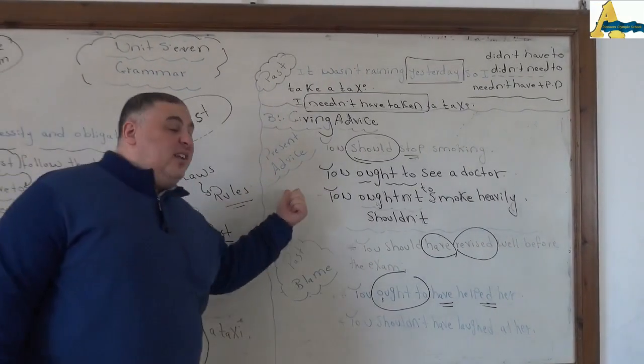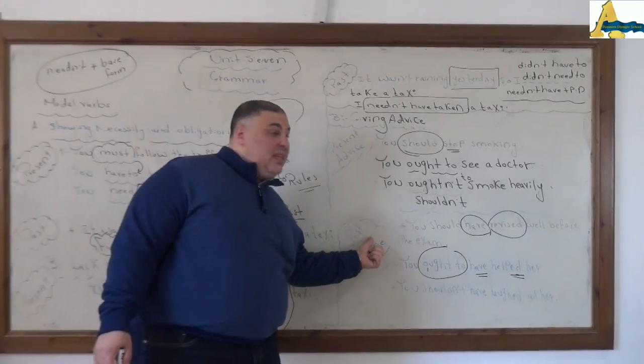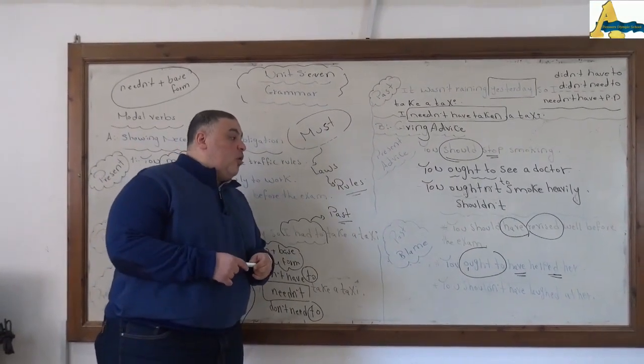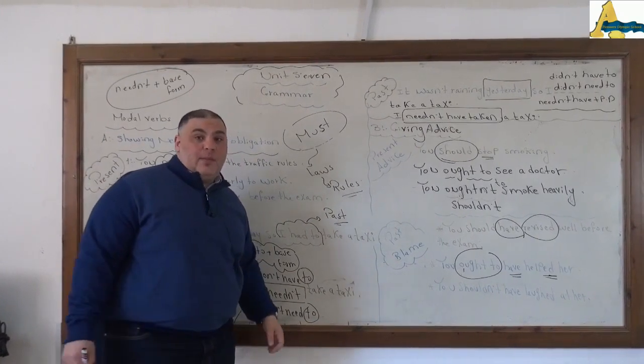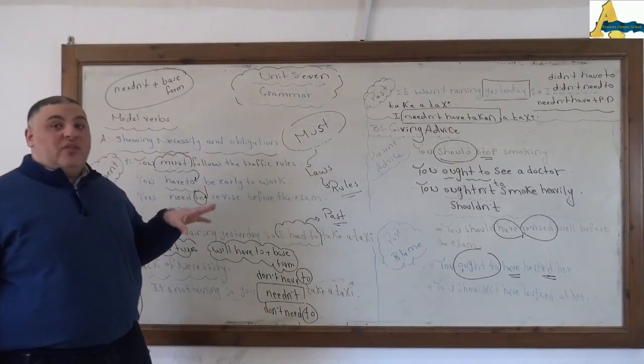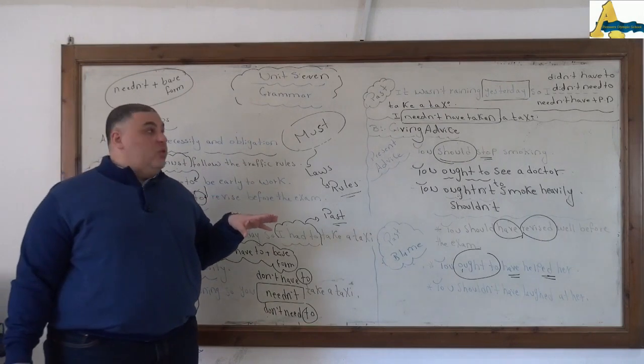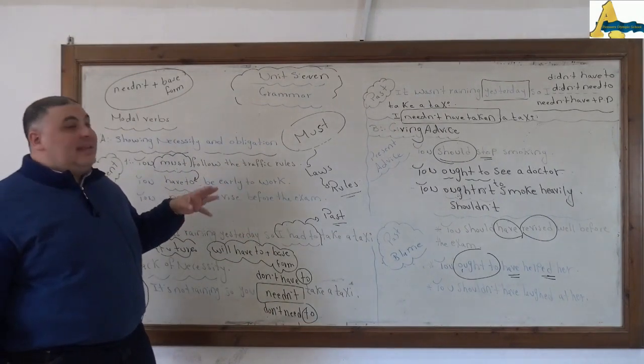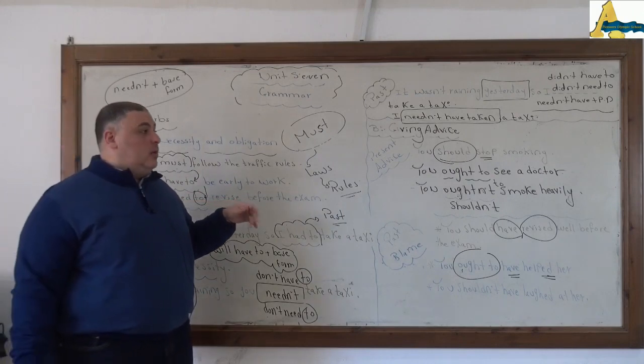In the past, it's not advice anymore. As I said, it's kind of blame, and it's going to be created by using should or ought to plus have plus the past participle. That was about the first part in Unit 7, and then we are going to go into the second part of the grammar tackled in this curriculum.